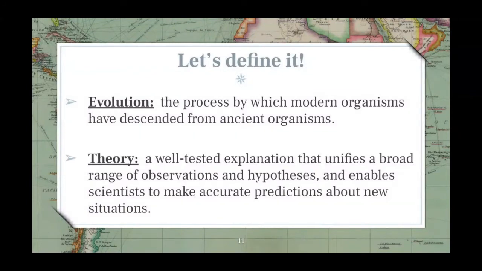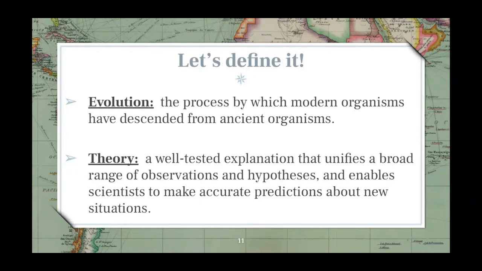Let's jump to the next page of our notes. Let's define it. First off, evolution: the process by which modern organisms have descended from ancient organisms. And theory: a theory is a well-tested explanation that unifies a broad range of observations and hypotheses and enables scientists to make accurate predictions about new situations. I want you to add something right in here.